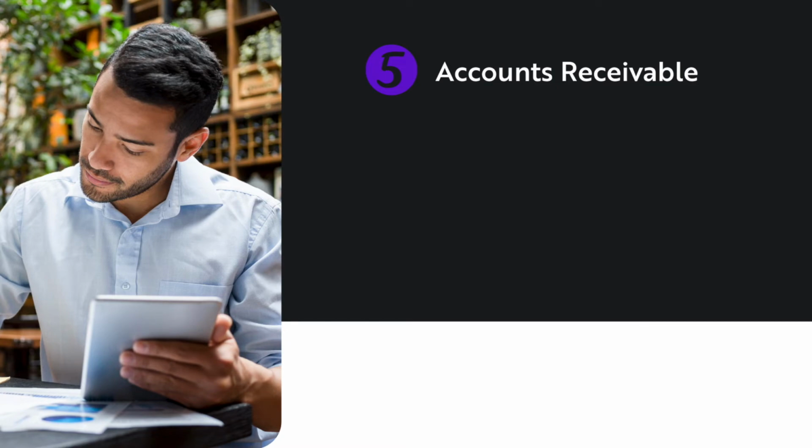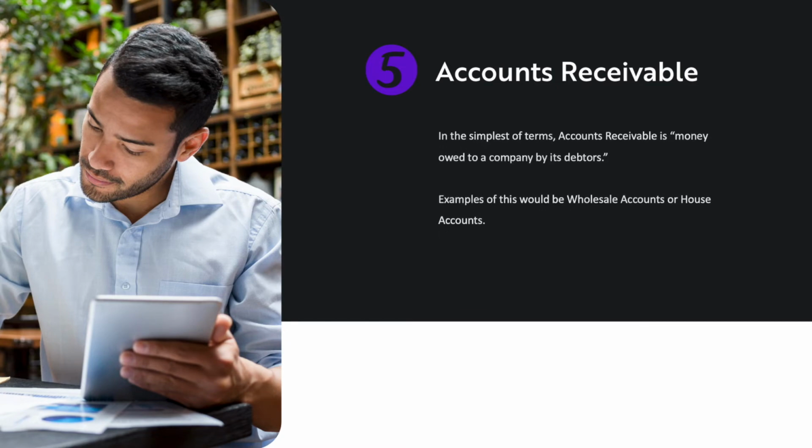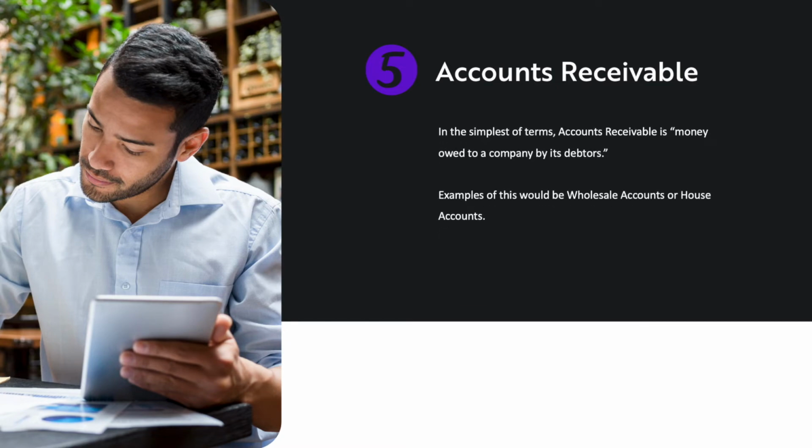At number 5, we have accounts receivable. In the simplest of terms, accounts receivable is money owed to a company by its debtors. An example of this would be wholesale accounts or house accounts. Why is this important to know?